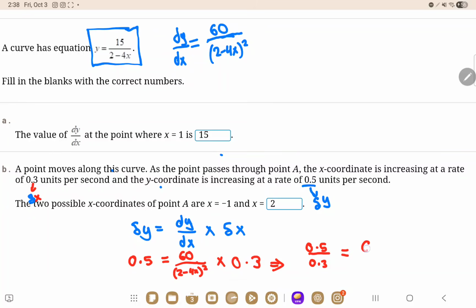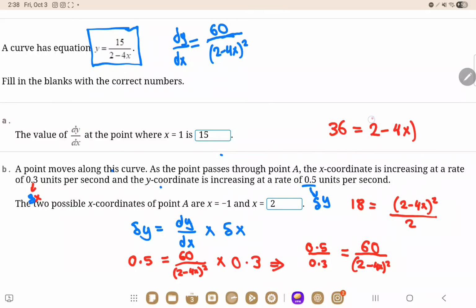sides, equals 60 over 2 minus 4x all squared. And now when we have this equation, we will cross multiply. So it's 0.3 times 60, which is 18 once you put it into your calculator, equals 0.5, which is basically half, so half times 2 minus 4x all squared. So this is basically like this. Now 2 times 18 is 36 equals 2 minus 4x all squared.